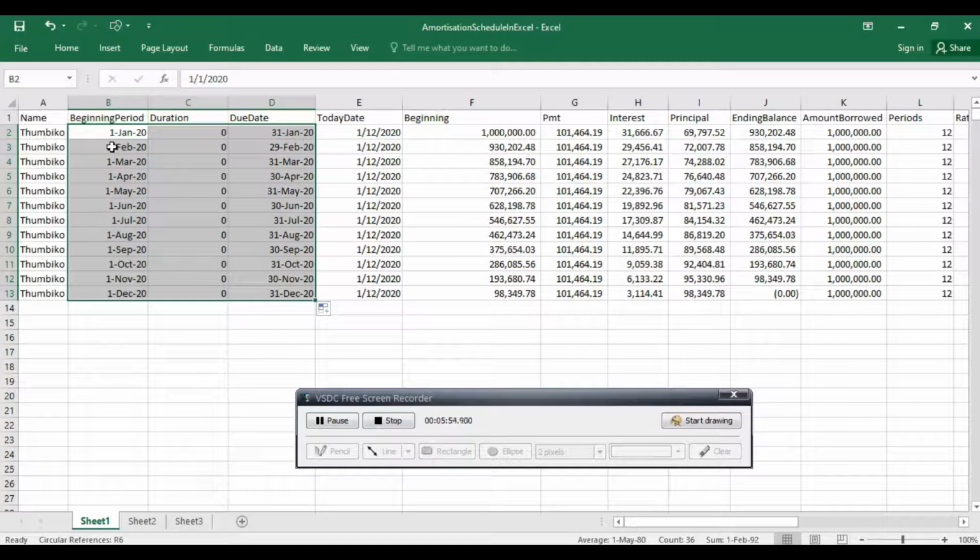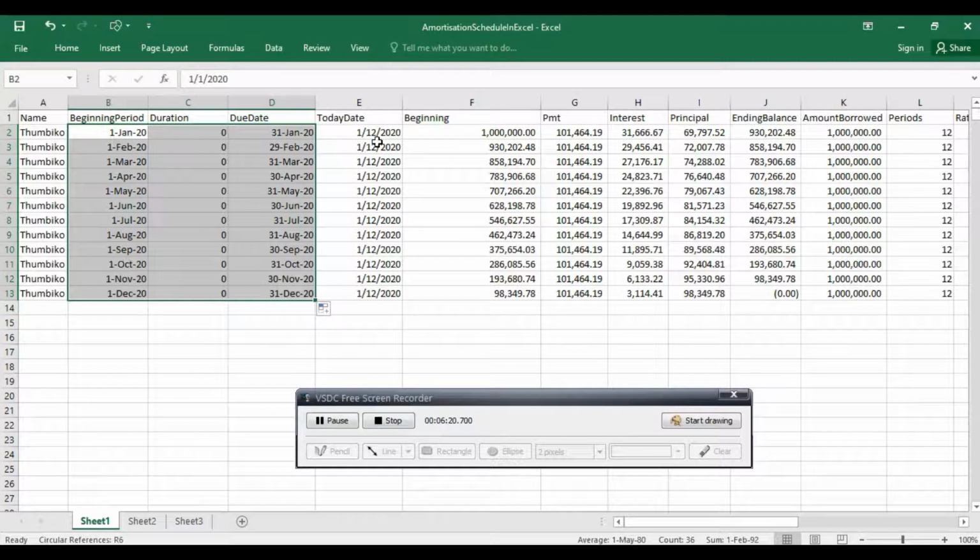So that we should have the beginning period of the month and the due date of the month. So in March, on 31 March, that will be the due date. In April, 30th April will be the due date. In June, it will be 30th June.